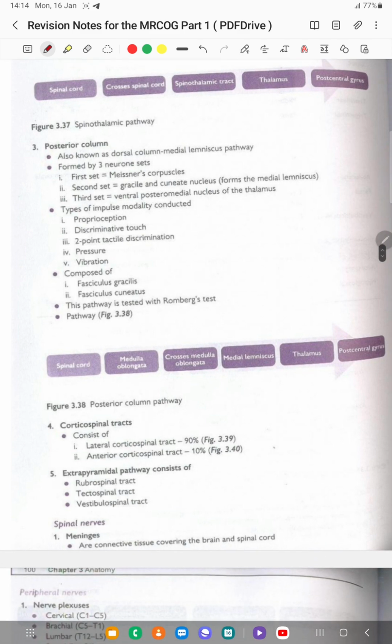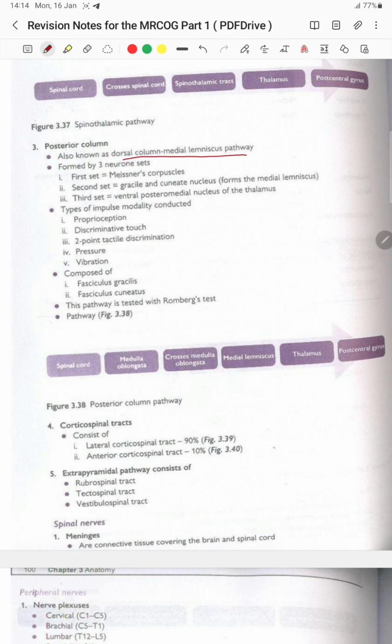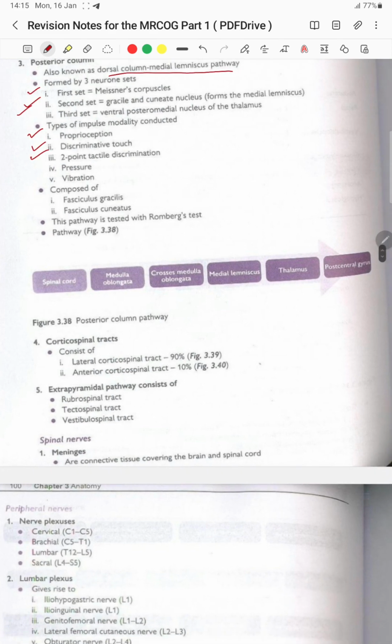the posterior central gyrus. The posterior column, also known as the dorsal column and medial lemniscus pathway, it is formed by the three neuron sets. The first set is the Meissner's capsules, the second set is the gracile and the cuneate nucleus, and the third set is the ventral posterior medial nucleus of the thalamus. The types of the impulse modality they conduct are the proprioceptions and the discriminative touch and the two-point tactile discrimination. It is by the pressures and the vibration.